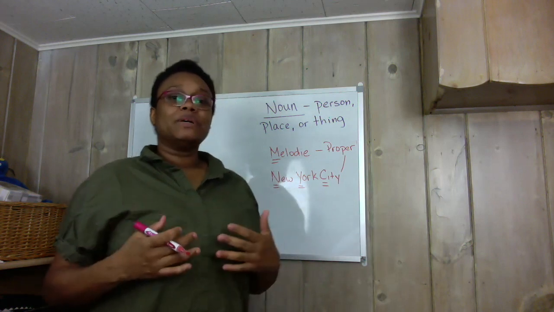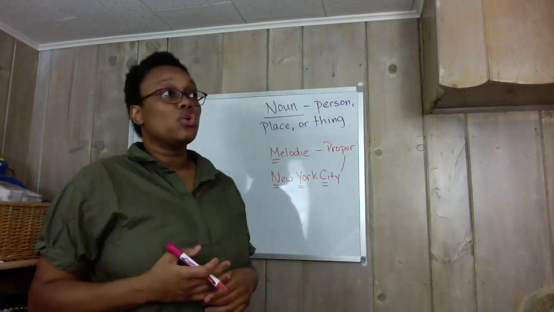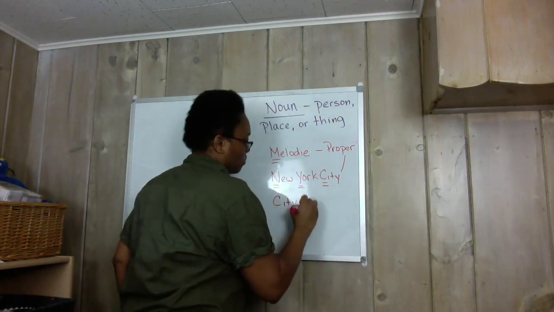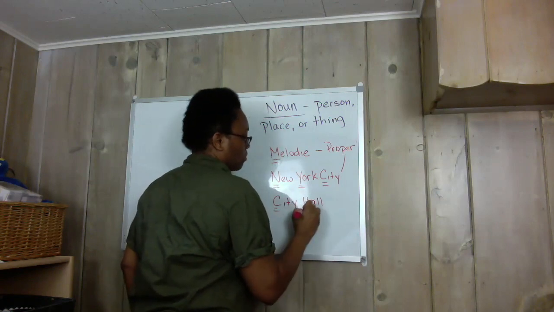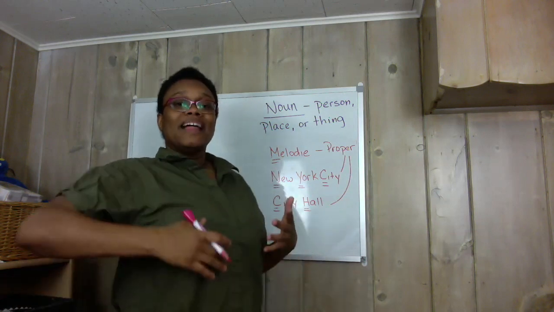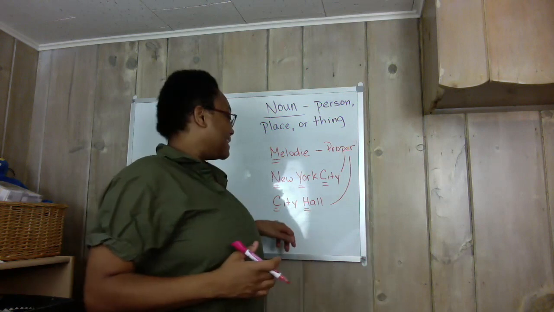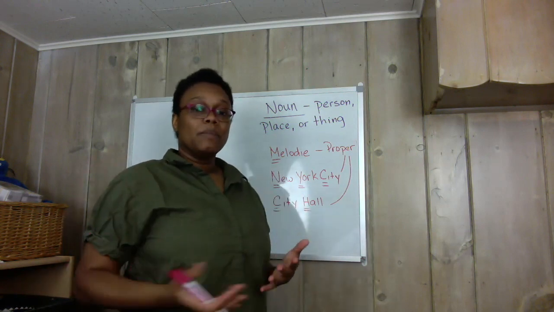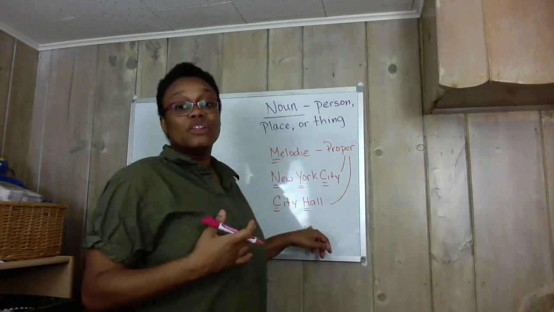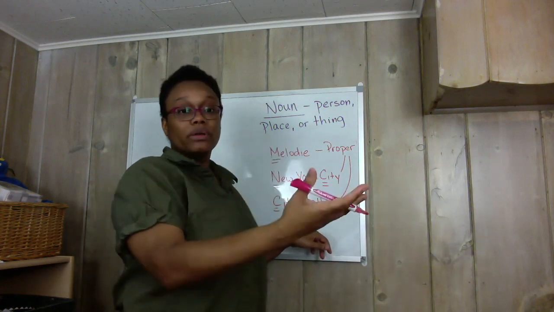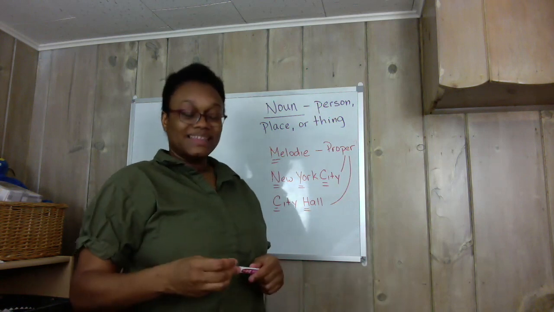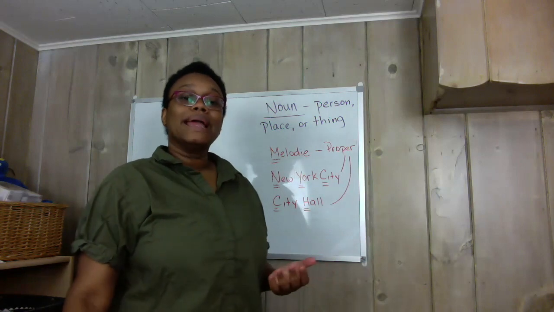Well, if I name a specific building, if I'm talking about the specific building, City Hall, that is a proper noun. It gets capital letters because it's not just any building, but I'm specifically talking about this building here that is named City Hall. It can also fall into a category of a place because it is somewhere that I could go. So nouns can be common, any person, place, or thing, or it can be proper.